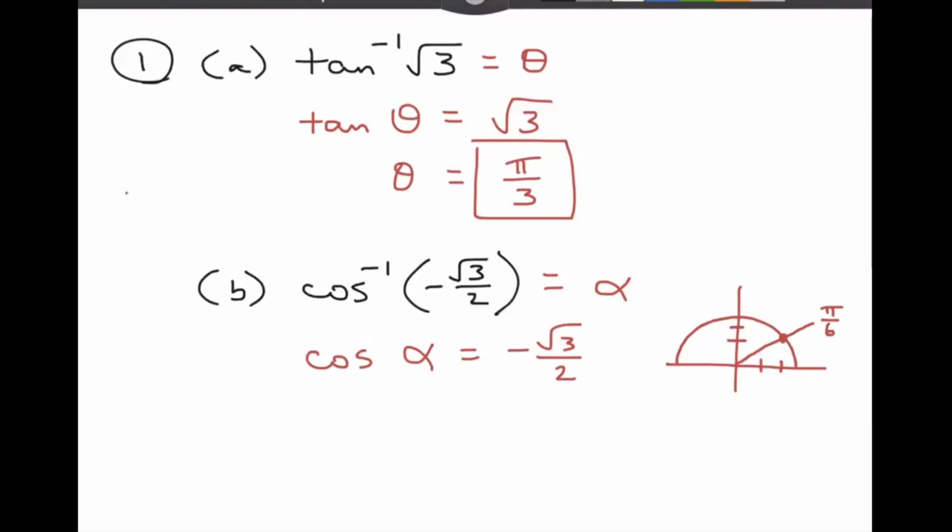However, we are talking about negative √3 over 2, which means we're talking about the supplement of that angle, which is 5 pi over 6. So this mystery angle alpha is 5 pi over 6. Make sense?